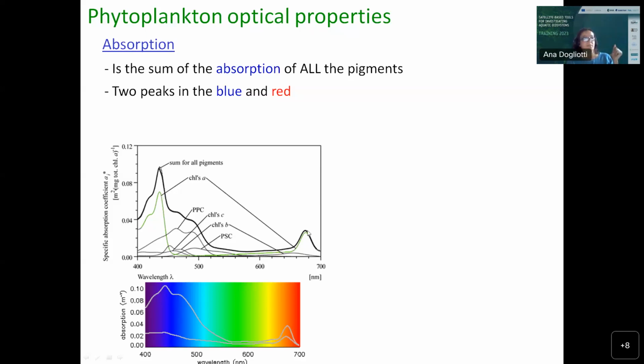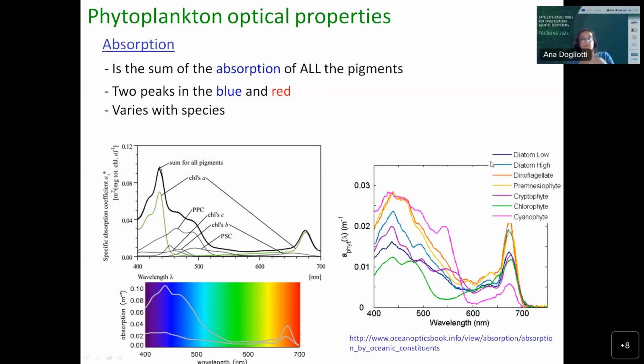And a second peak in the red. But just to show you that this is highly variable and depends on the species. Species can have different pigment compositions. And here you can see different colors, different species groups, let's say, not species, sorry. These are the absorption of the group, the total absorption. So it's not just one pigment, but for each group, it's the sum of the absorption of all the pigments each group has.